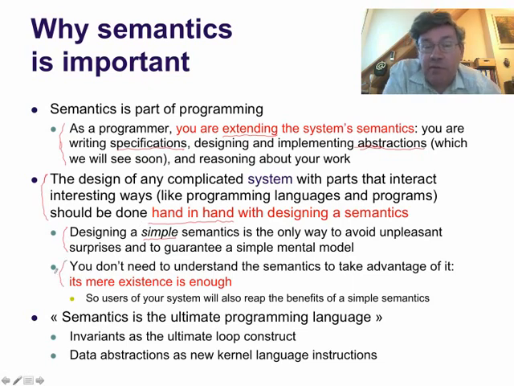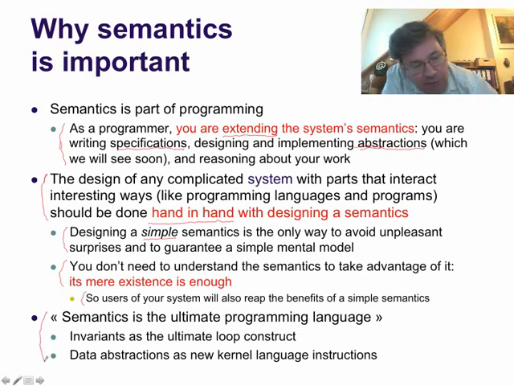And this is a very strong thing. If you have a simple semantics, even if you don't understand it, or even if you don't even know it exists, if there exists a simple semantics of your system, you will reap the benefits. So users of your system will reap the benefits of the fact that internally it has a simple semantics. Things will just work. They will just feel right. Even if they can't exactly say why, things will be consistent if you do that.